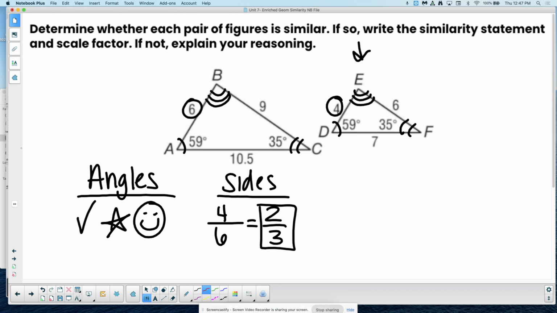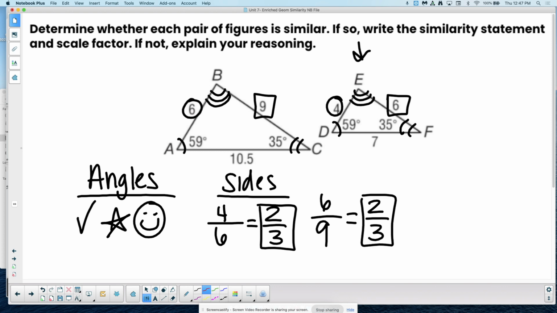All right, now we check my medium sides. My medium side over here is 6. My medium side over here is 9. 6 over 9 does also reduce to 2/3. So far, you're looking okay. These guys match, so it's going all right. Now our last pair are the big sides, 7 over 10.5.